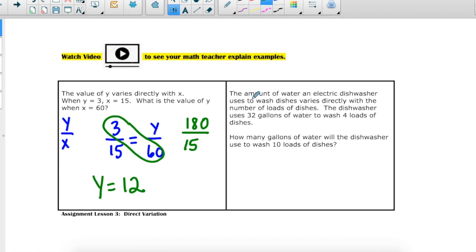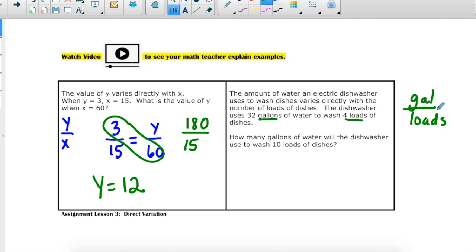Okay, so this example says the amount of water an electric dishwasher uses to wash dishes varies directly with the number of loads of dishes. The dishwasher uses 32 gallons of water to wash 4 loads of dishes. How many gallons of water will the dishwasher use to wash 10 loads of dishes? So I'm going to compare gallons of water to 4 loads of dishes. So we're going to set it up as gallons to loads.